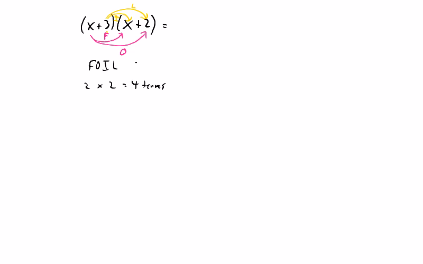So when we multiply the first term times the first term, we get x squared. When we multiply the x in the first factor times the 2 in the second factor, we get plus 2x. And then when we do the inner terms, we have the 3 from the first factor times the x of the second factor, and we get 3x. And then when we take 3 times 2, we get 6.